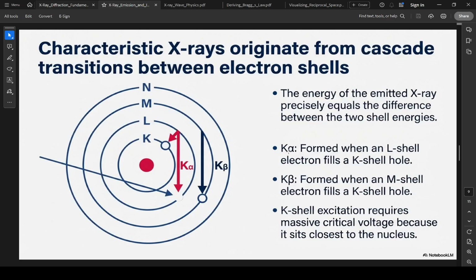So your K alpha is formed when an L shell electron fills a K shell hole. K beta is formed when an M shell electron fills a K shell hole. And K shell excitation requires massive critical voltage because it sits closest to the nucleus, so it is the most difficult to knock out. So it requires the maximum.